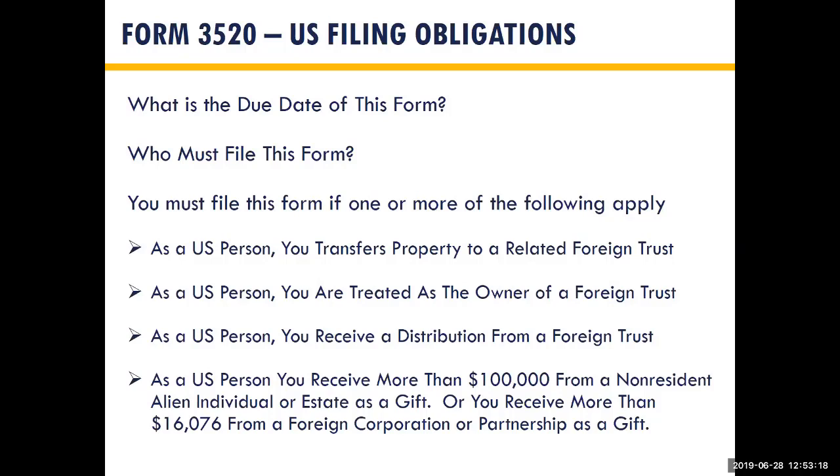A person who transfers property to a related foreign trust; a U.S. person who is treated as the owner of a foreign trust; and a U.S. person who receives a distribution from a trust. There's also another part: if you receive more than $100,000 from a non-resident alien individual or estate as a gift, or more than $16,076 from a foreign corp or foreign partnership as a gift, then you have to fill in a section of the 3520 only. The rest of the form pertains only to foreign trusts.